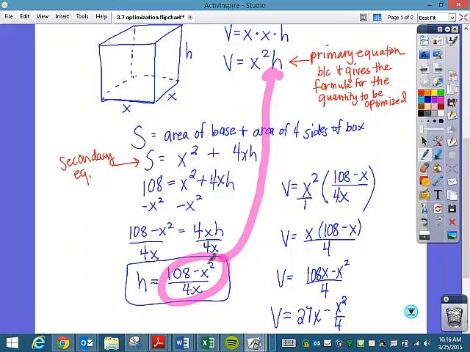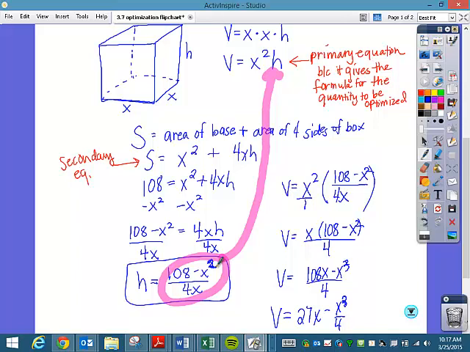Oh, I'm sorry. I just realized that this is 108 minus x squared. So this is x squared, this is x squared, this is x cubed. Sorry, I just copied it down wrong. This is x squared. I forgot that. Sorry. Hope that didn't throw anybody off too much.